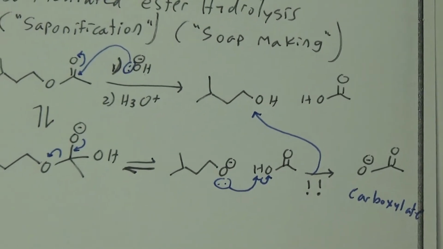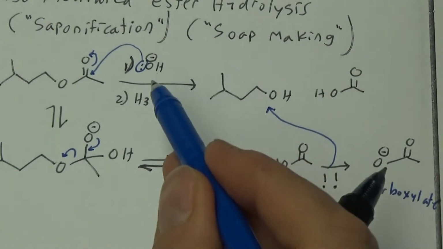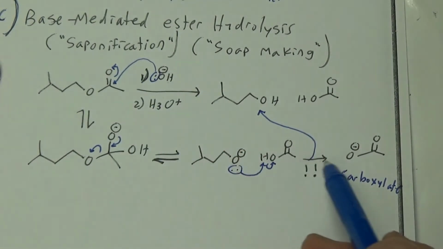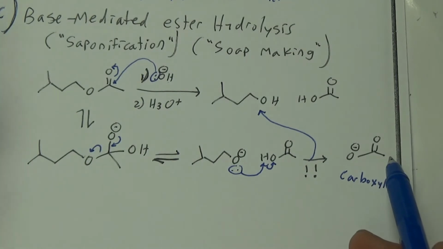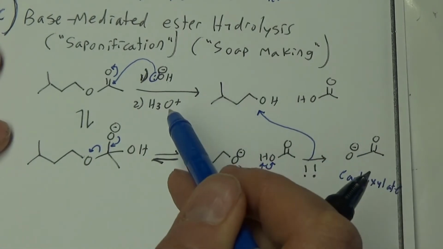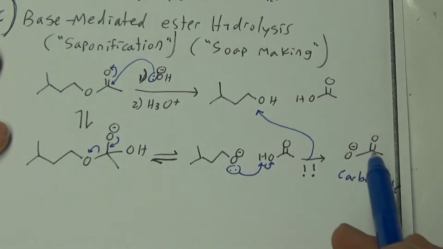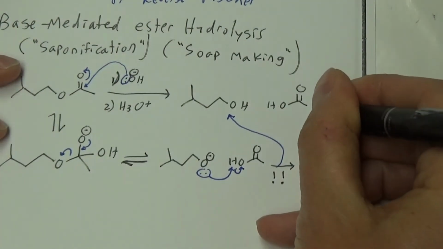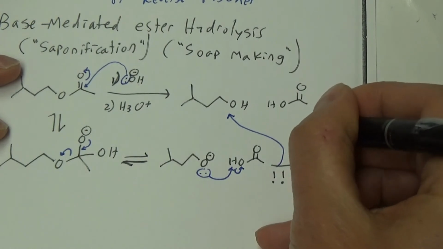Okay, and then we're done with step one. Step one was the OH minus step, right? We get to this point, and then we're basically stopped until we treat it with acid water, and that regenerates the carboxylic acid. So now this is also irreversible.